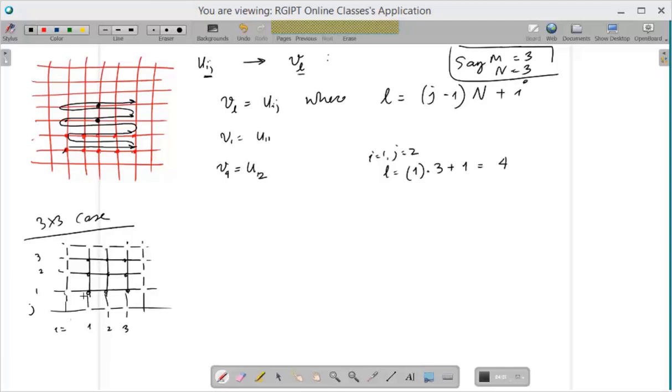You can see that this is first, second, third, fourth, fifth, sixth, seventh, eighth, ninth, and accordingly your V's will be labeled. So here, for example, V1, now V2 would be equal to U21. You can see that j equal to 2, i equal to 1 over here. So V2 is U21.